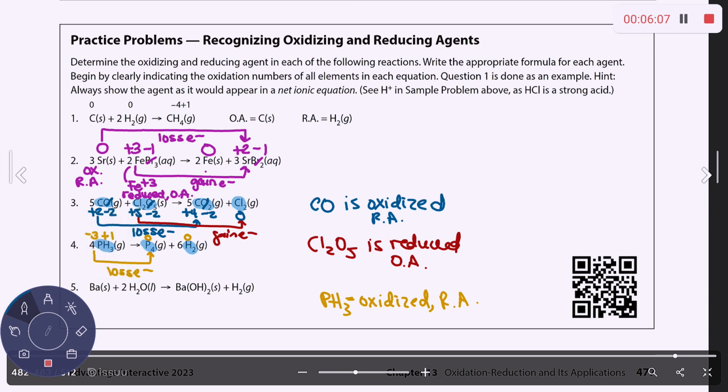Then hydrogen went from a +1 to 0. So it was gaining electrons. And again, we'd have to say that the entire molecule is reduced, because I can't refer to it as an ion because it's not ionic. And that means PH3 is the oxidizing agent.